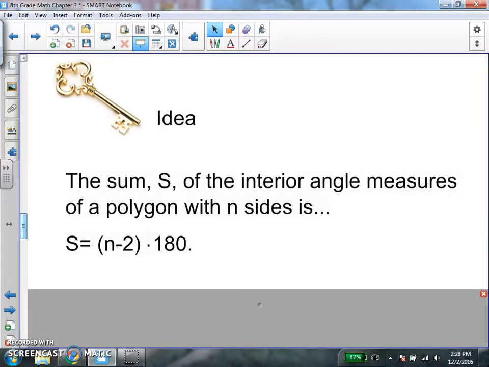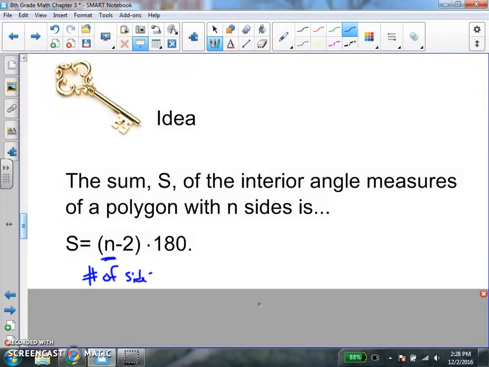This is going to be very helpful for you, and it will make your homework rather quick once you get the hang of this. It says the sum S of the interior angle measures of a polygon with n sides. So that n sides is just saying you don't know how many sides you have yet, is S equals n minus 2 times 180. So when you see this n right here, all that's telling you to do is to plug in the number of sides your shape has.